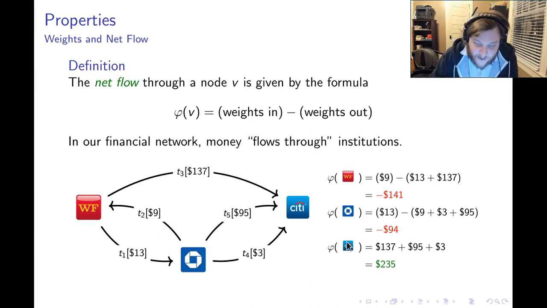And finally, we have Citibank. Citibank here comes into contact with 3 arrows, and lucky for Citibank, they're all pointing at Citibank. So here, there's nothing to subtract. We're simply adding 137 plus 3 plus 95. And when we put all that together, we get 235. So of these three institutions represented in this directed graph, only Citibank is making money in these transactions. Namely, they're making $235.